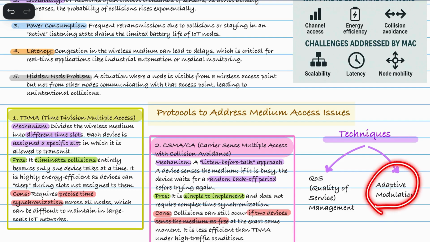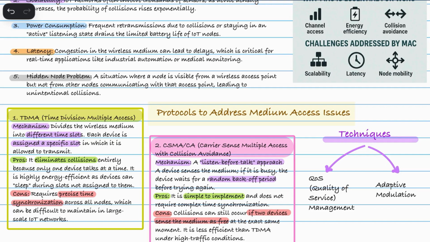The second technique is adaptive modulation, which is all about changing how we encode data based on the real-time environment. It dynamically alters the data encoding scheme based on the current quality of the radio signal. Think of an environmental sensor node deployed in a windy, rainy mountain range. When the weather is clear, the radio signal is pristine. The device uses a high-order modulation scheme, meaning it packs a massive amount of data into a single radio wave transmission to get it over with quickly.